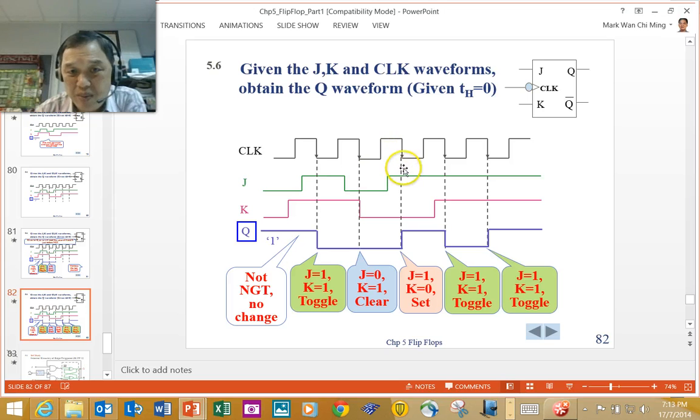At this trigger point, what happened? J 1, K 0. So the output will jump to a 1, and maintain a 1 until the next trigger point here. J 1, K 1, so the output will toggle, changing from 1 to 0. It maintains a 0 until this trigger point. J 1, K 1, so it toggles from 0 and jumps back to a 1.